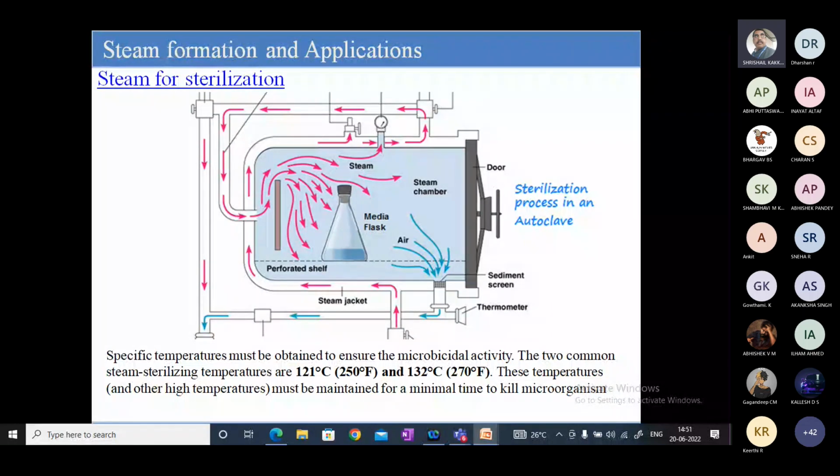You need not discuss more about this: what is sterilization, and how it will be applicable. Okay, this is one. Steam for propulsion and drive.